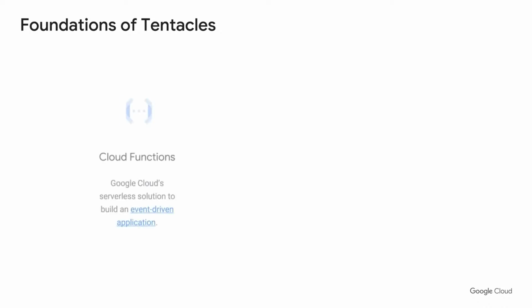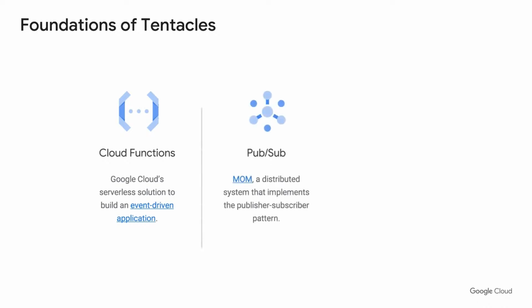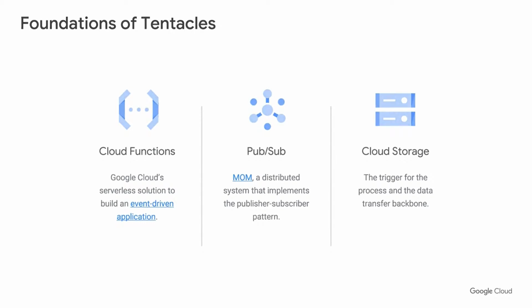First, we'll be using Cloud Functions, Google's serverless solution to build event-driven applications, and PubSub, which essentially provides pushing of messages and files back and forth in the server, and then Cloud Storage to store the audience and serve as a trigger point for the audience lists.